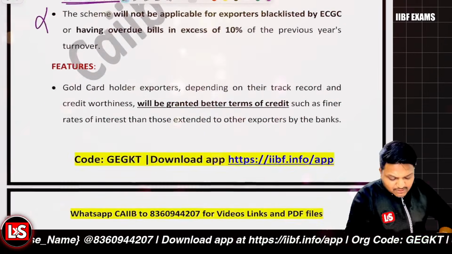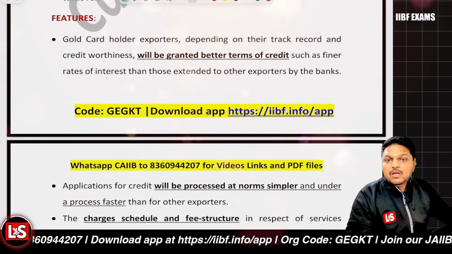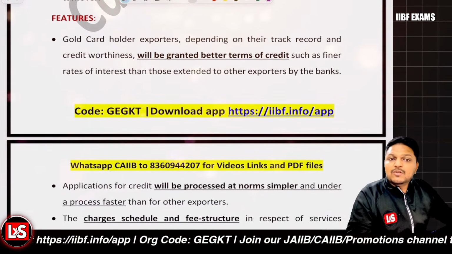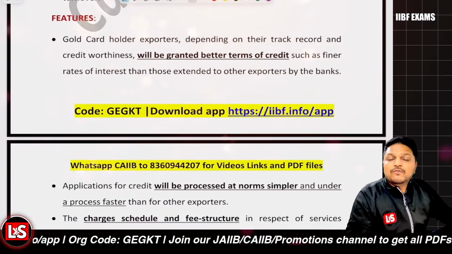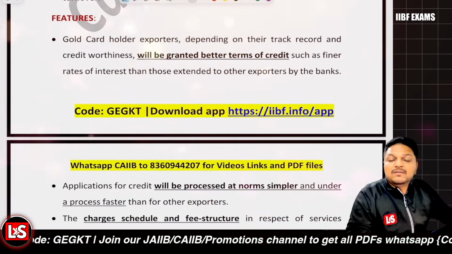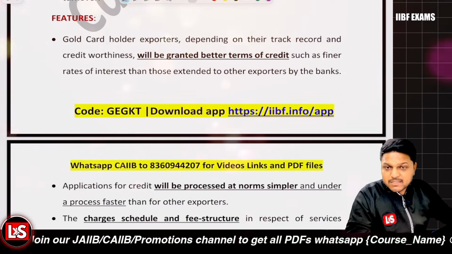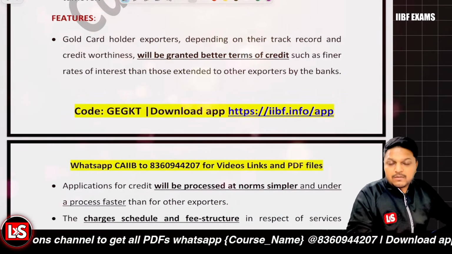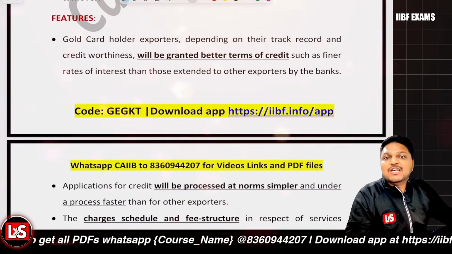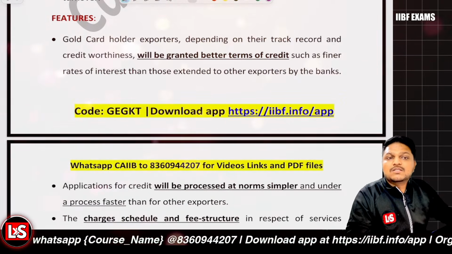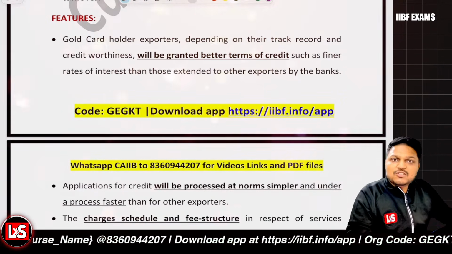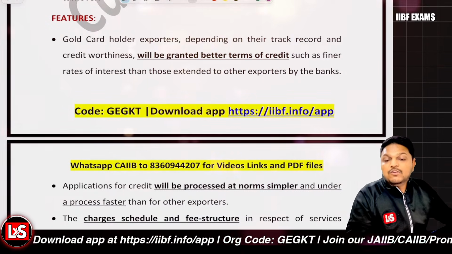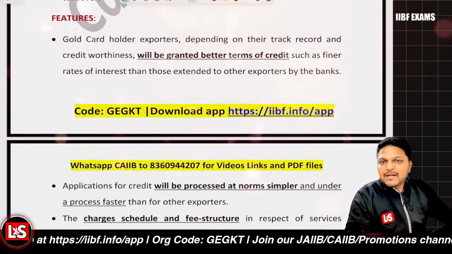Now, what are the different features related to the gold card scheme? Gold card holder exporters, depending upon the track record and the credit worthiness, will be granted better terms and conditions for credit purposes. Like the rate of interest extended to them will be lower, a lower rate of interest will be charged to them as compared to the other exporters by the bank. Let's say if the other general exporters are charged 7.85%, they are charged 7.7% or even lower than that. So the rate of interest will be lower.